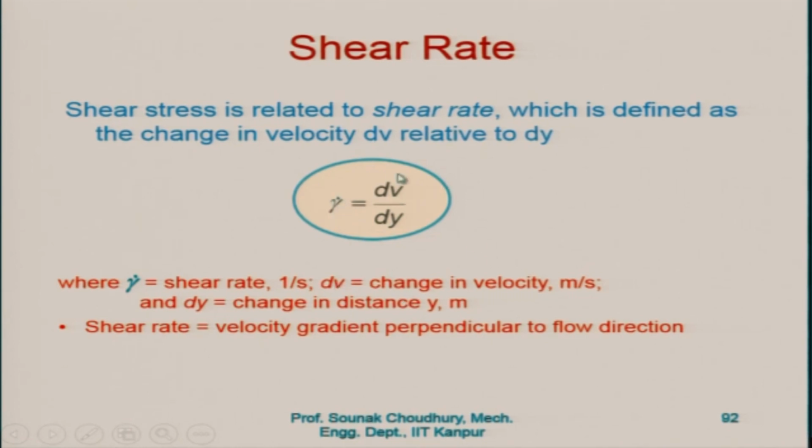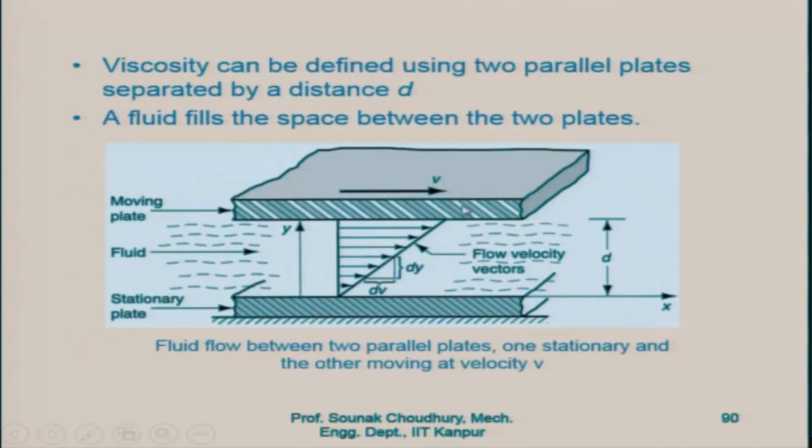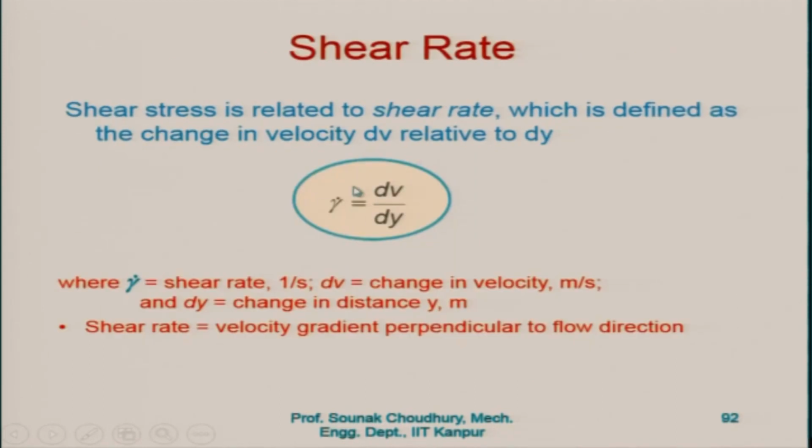dV is the change in the velocity, the unit will be the same as the velocity, meter per second, and dy is the change in the distance, which is in meter. That distance y, how it is changing, where the change in the velocity is measured. So, this will be the slope of that curve or of that line, and that is given by the shear rate. Shear rate is the velocity gradient perpendicular to flow direction. This is how the shear rate can be defined.